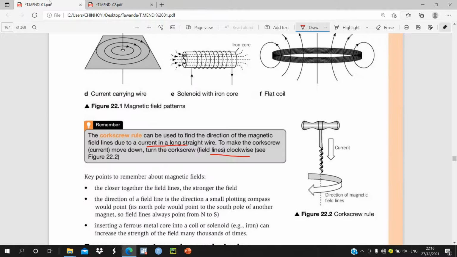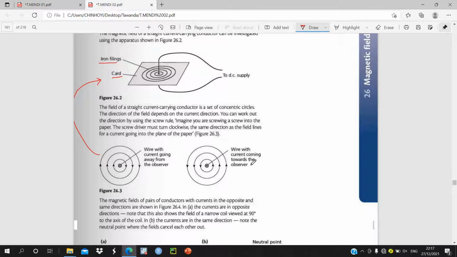If we are to unscrew, meaning maybe you want to remove a bolt, that means the direction of the current will be in the opposite direction, and the direction of the magnetic field lines will be in the anti-clockwise direction. So if we are unscrewing, the current is now moving away from the observer, as indicated here. So it will move in the anti-clockwise direction.